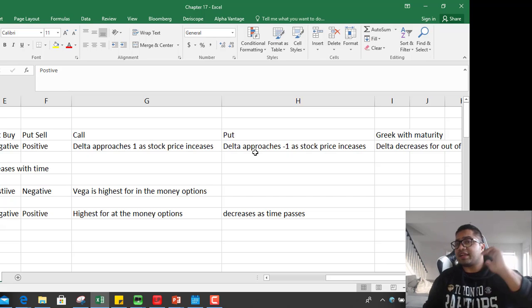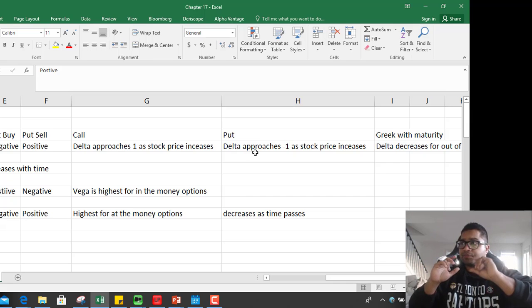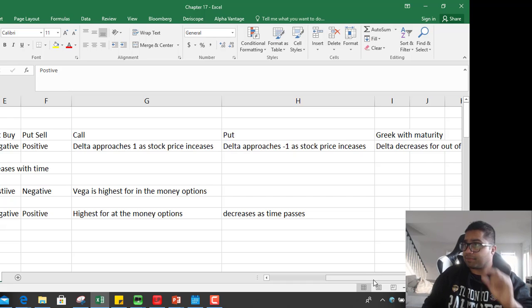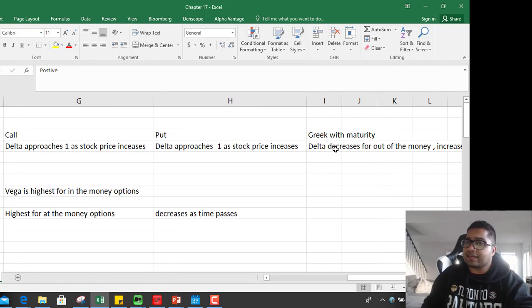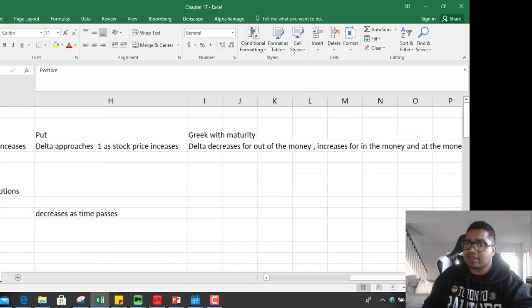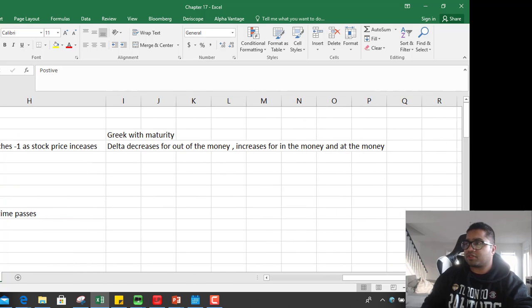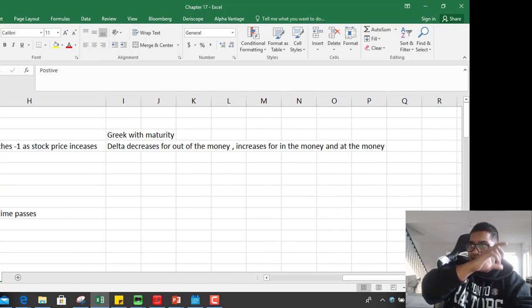Put price, if delta approaches -1 as the price increases. So delta goes up as the price goes up, right? But in the negative direction. Then delta decreases for out of the money option and it increases for in the money and at the money option. So the graph is as the options start getting out of money.